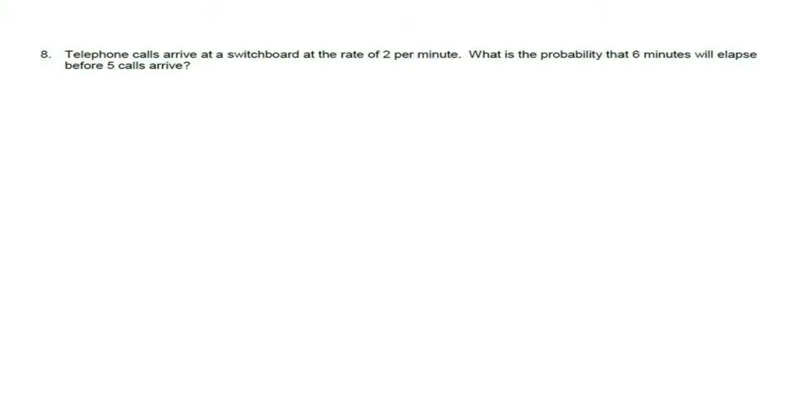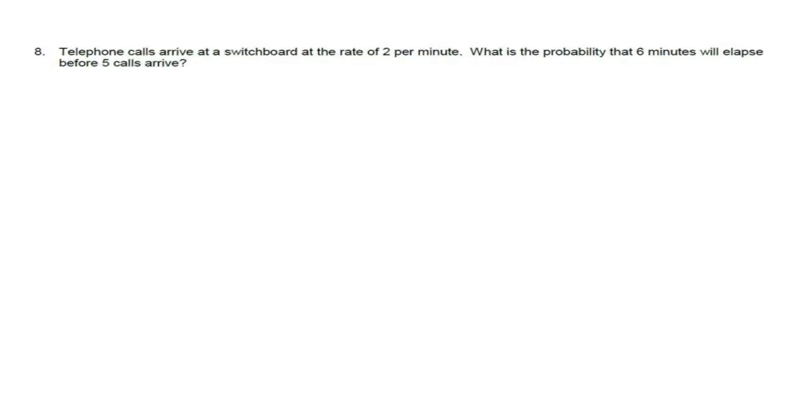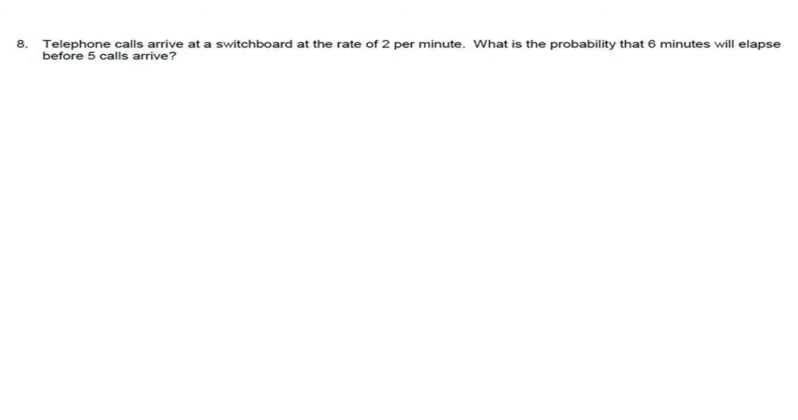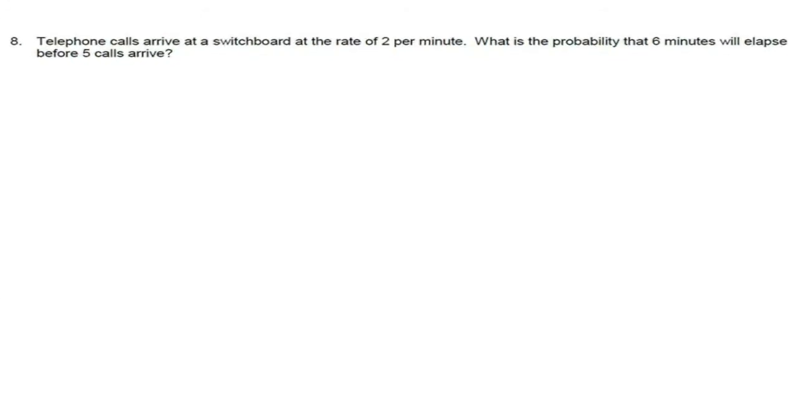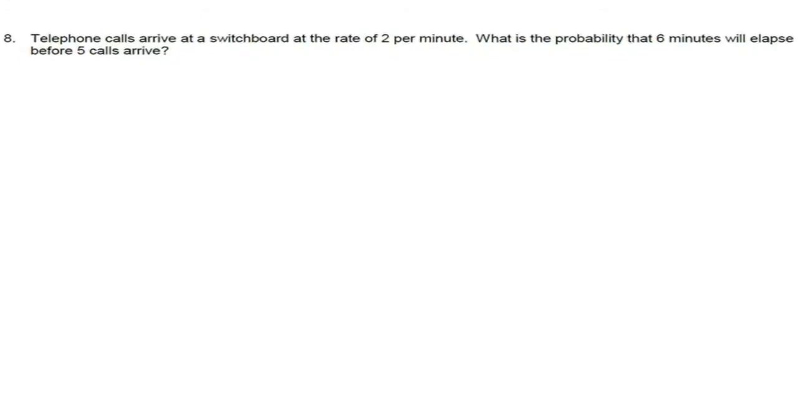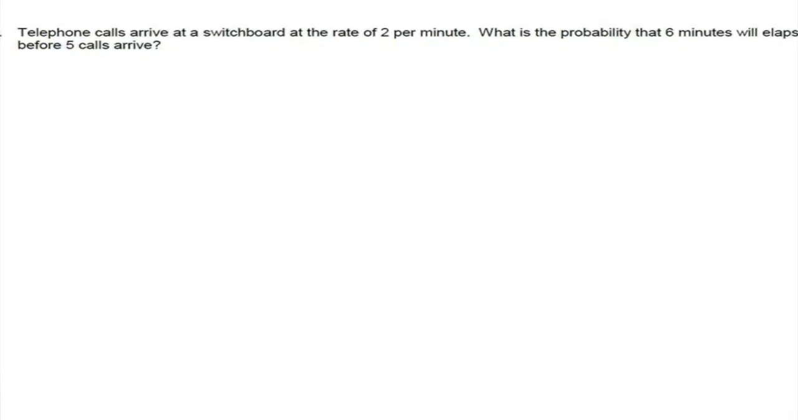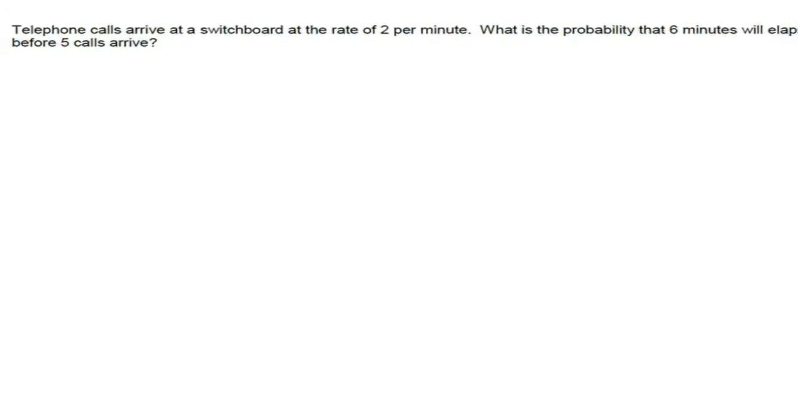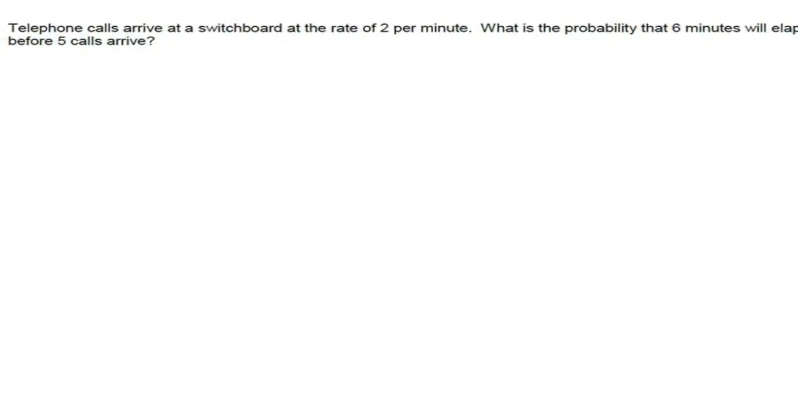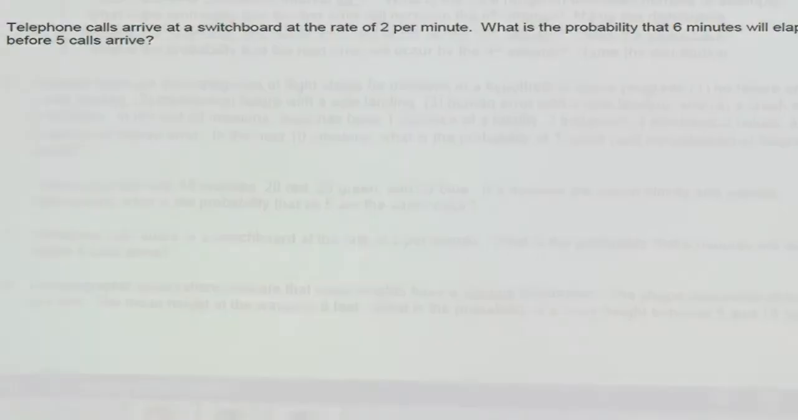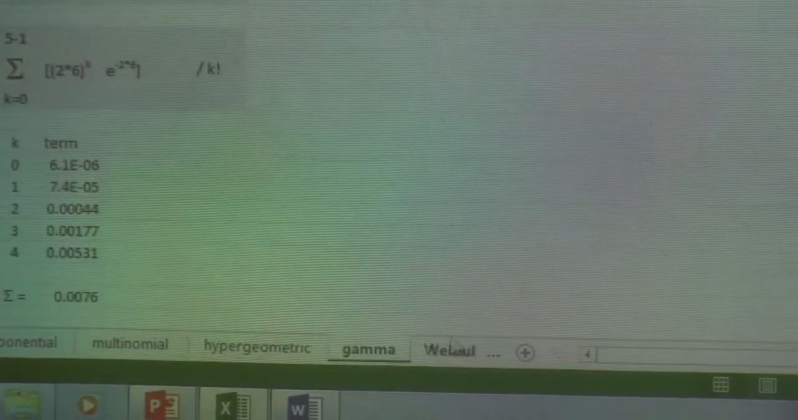Let's look at the wording of the telephone calls arriving at a rate of 2 per minute. Okay, there we have a lambda of 2. That's more than one. So I did give you at least one problem. Probability that 6 minutes will elapse before 5 calls arrive. We have a lambda for each call. We have 5 calls, so that means that R is 5. So this is a more complicated gamma, and the gamma has 5 terms now: 0, 1, 2, 3, and 4.